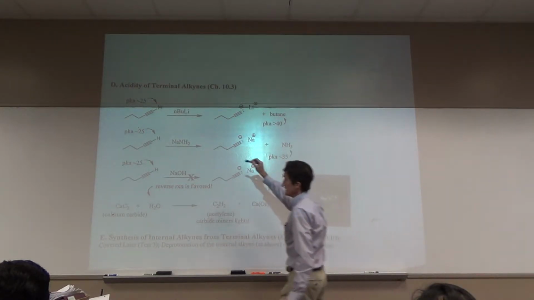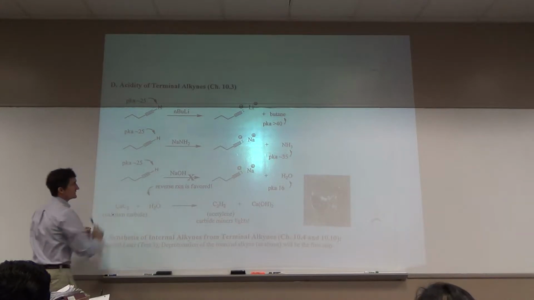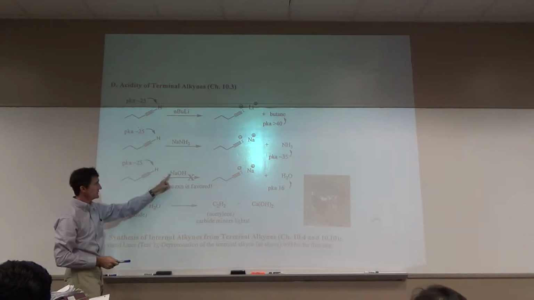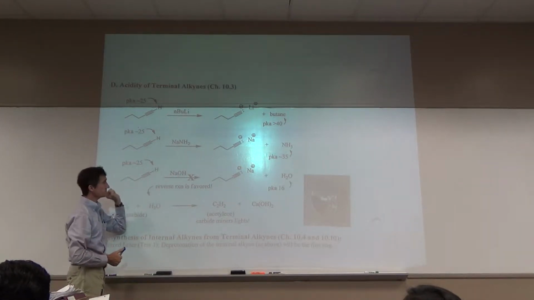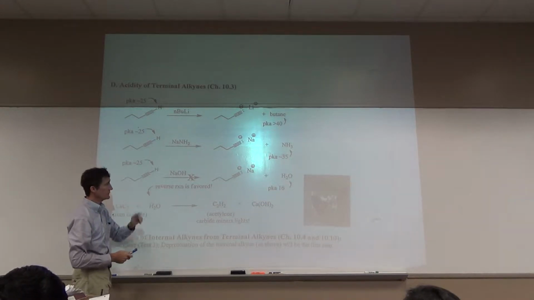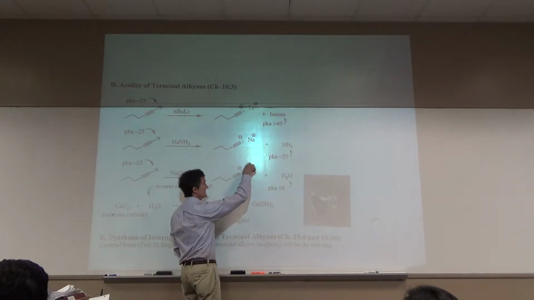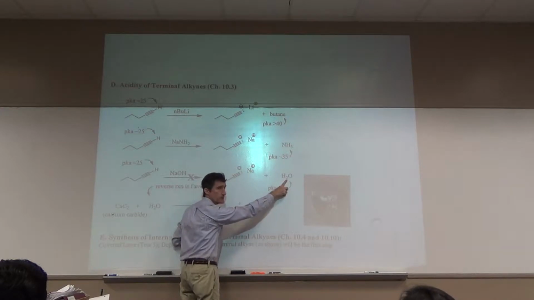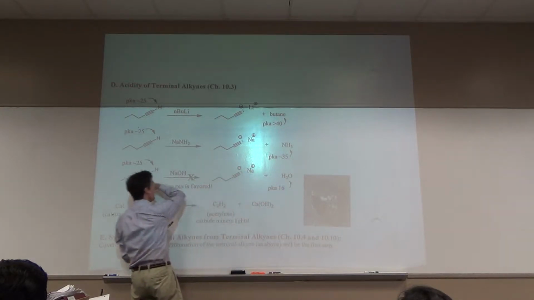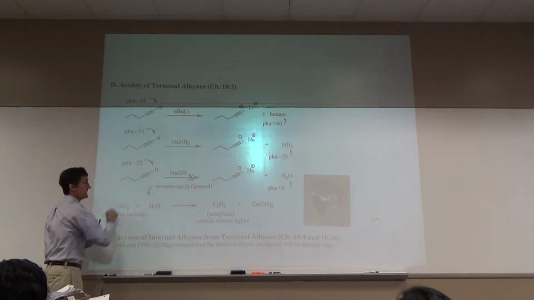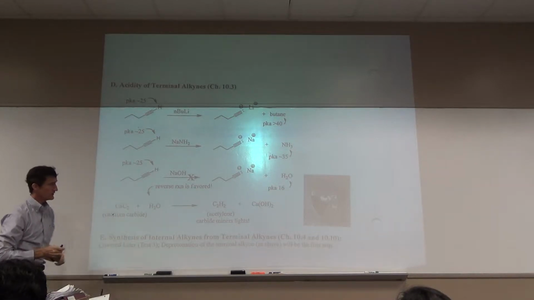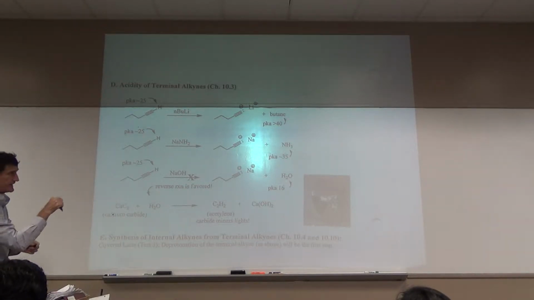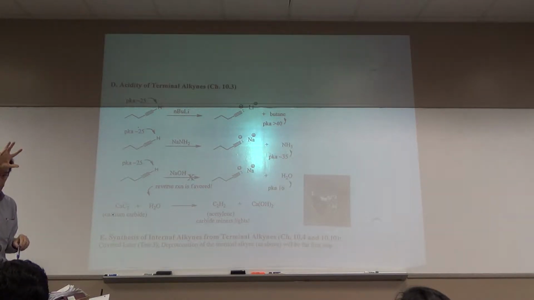Okay, looking at deprotonating terminal alkynes. Yes, you can do this with a strong base. You cannot do this with hydroxide. Actually, the reverse reaction is favored. An acetylide anion will take a proton from water and go this way. That's the basis of this carbide lantern. A handheld lantern, or you can even have it on your helmet and have a little flame up there.